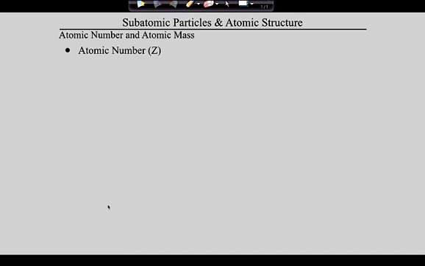So guys, this is the information you need to know. And this should be in your notes. So guys, the first number that you need is what is called the atomic number, and it is abbreviated Z. So the atomic number is the number of protons in the nucleus.